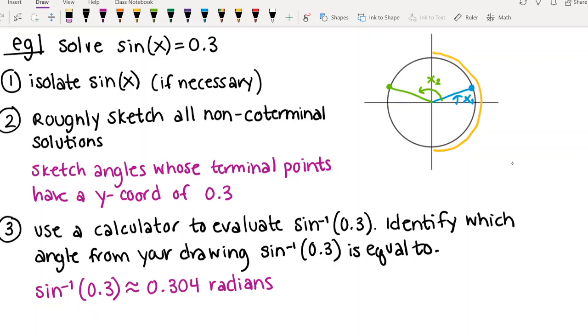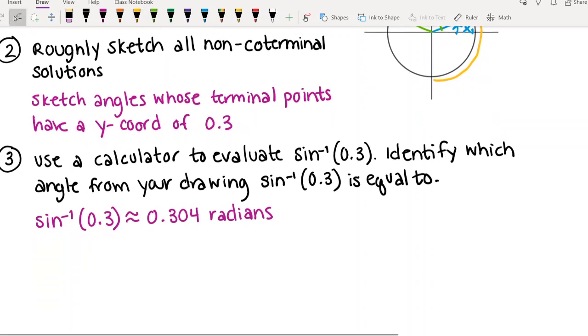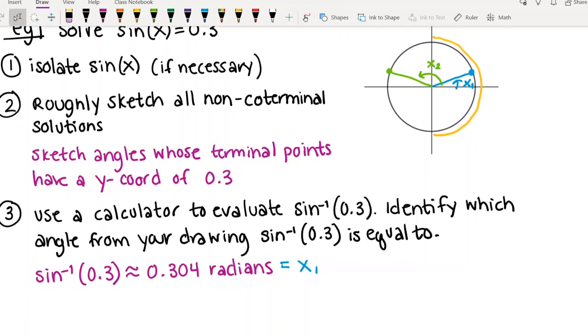It's just never going to give you that angle. It's only going to give you an angle that is in quadrant 4 or quadrant 1, and specifically between negative pi over 2 and positive pi over 2. So based on that fact, we know that the angle that we just found is equal to x1. Remember, x1 was our smaller angle, the first angle that we identified on the unit circle. So that's one of our solutions: x, our angle, could be equal to approximately 0.304 radians.